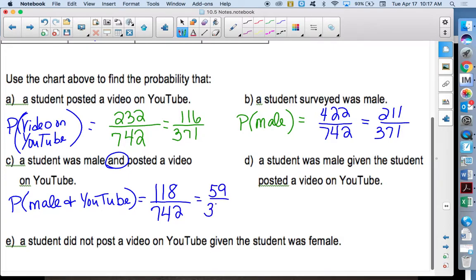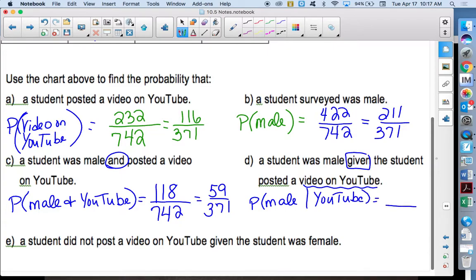59 over 371. So then the last question says a student was a male given... actually that's not the last, there's an E down there as well: given that the student posted a video on YouTube. So this is now our condition. The condition is the fact that the student posted a video on YouTube. So we want to find the probability that they are male given that they posted a video on YouTube. So now after the word given, that's when our denominator changes.